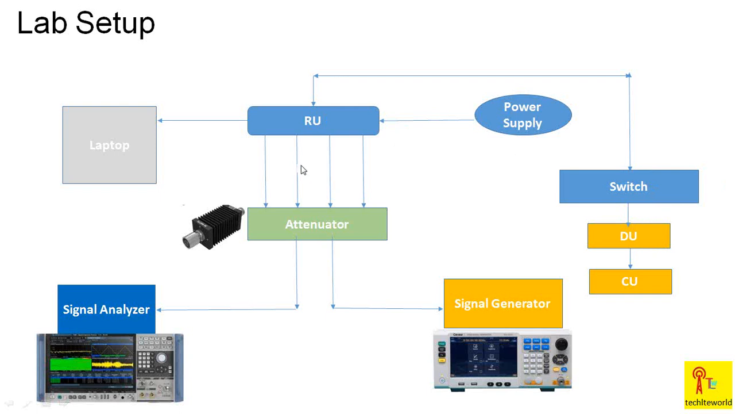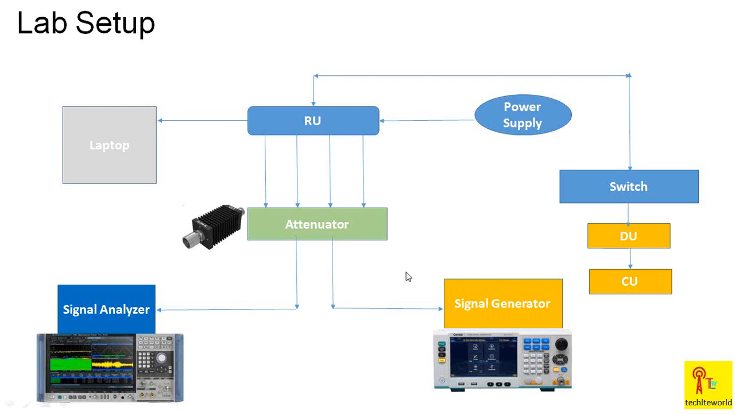We are using an attenuator. Why are we using an attenuator? Because our RU might generate some very high power that can disturb our setup, the signal analyzer and signal generator. So the signal generator we are basically using for uplink data, uplink side verification.